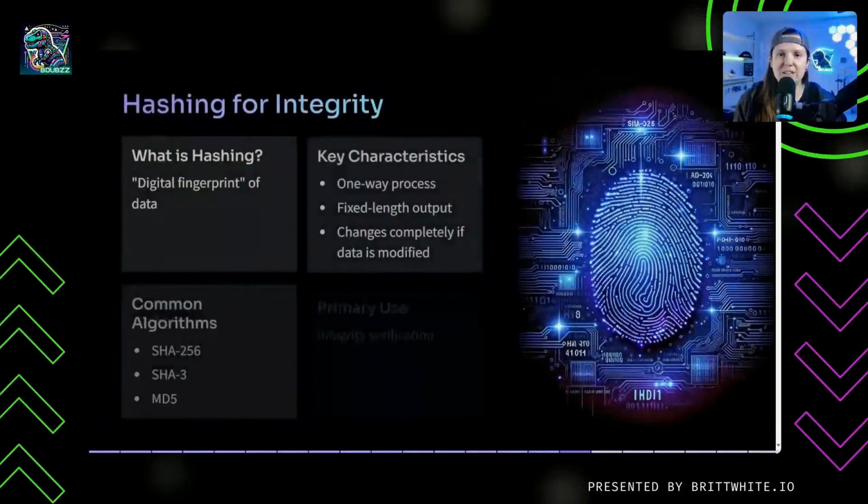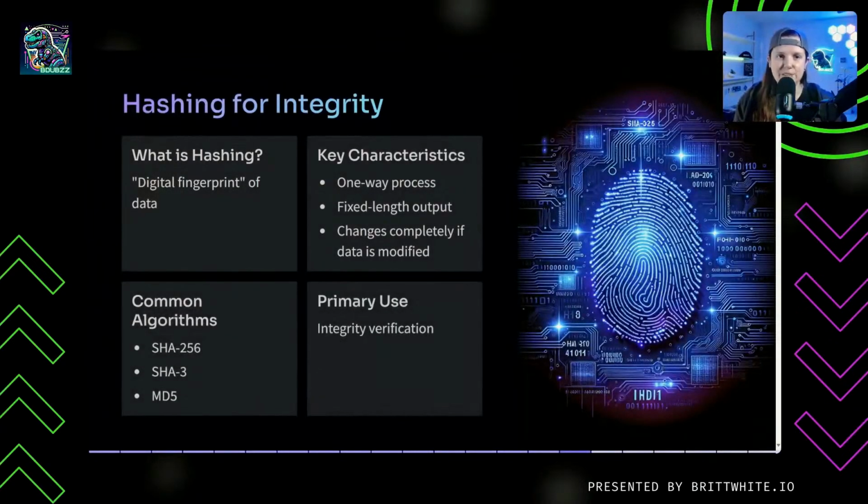Hashing is all about integrity. It's like a DNA test for your data. When you run a file through a hash function, you get a fixed-length message digest, or fingerprint, that's unique to that data. Common algorithms include SHA-256, which is today's standard. SHA-3 is the newest, and MD5, although now it's considered cryptographically broken.